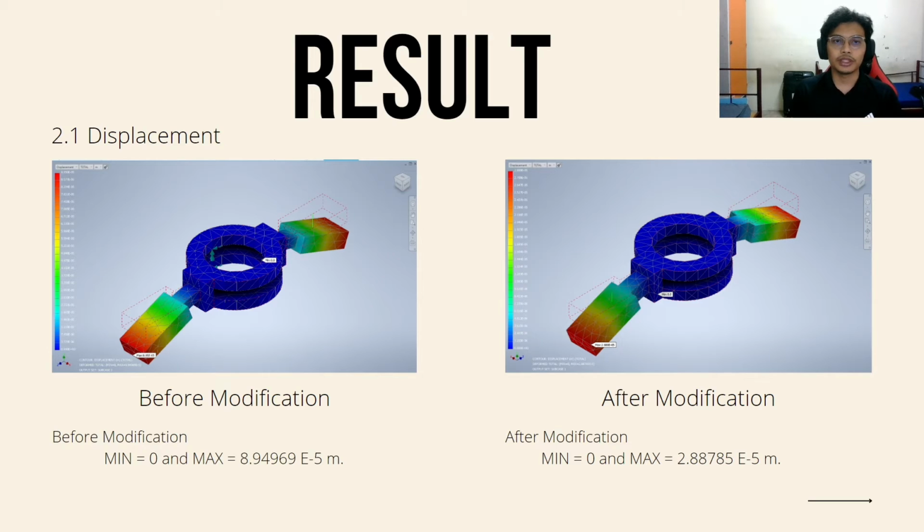What you can see on my slide are our result and we made improvement on design. So what we get are first, which is displacement. We got the result before and after modification. For before modification, minimum is 0 and maximum is equal to 8.94969 exponent -5 meter. For after modification, minimum is same and maximum is equal to 2.88785.